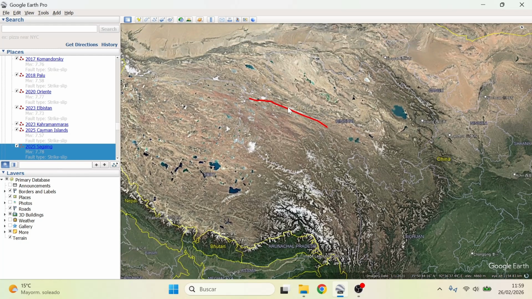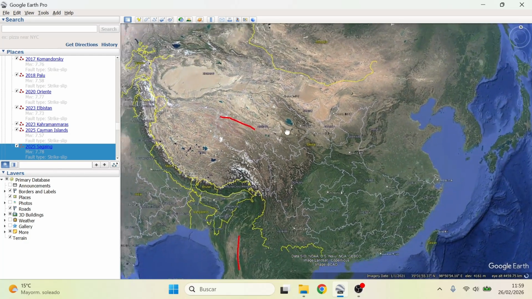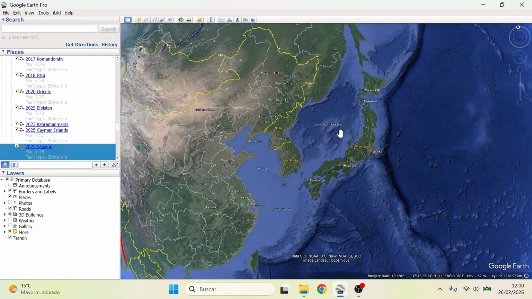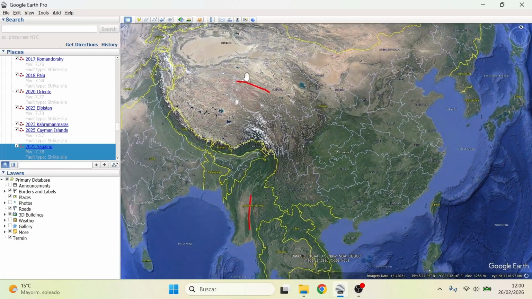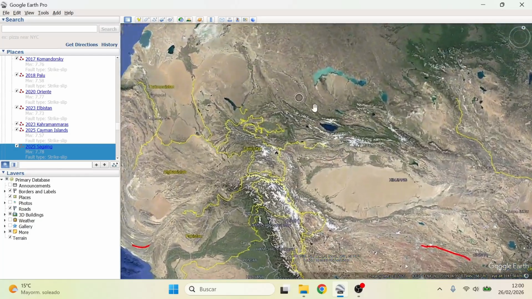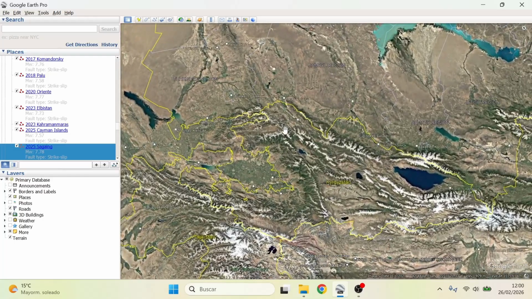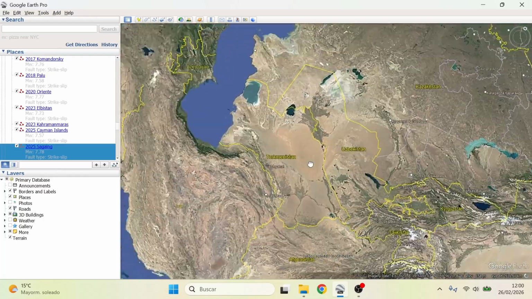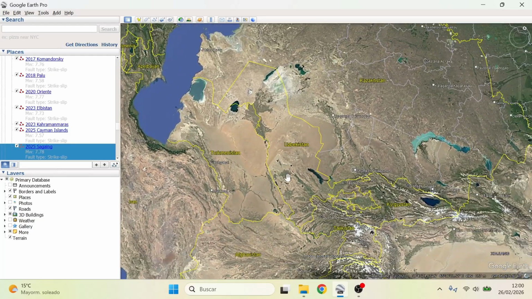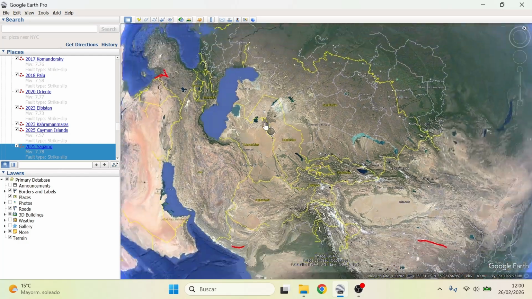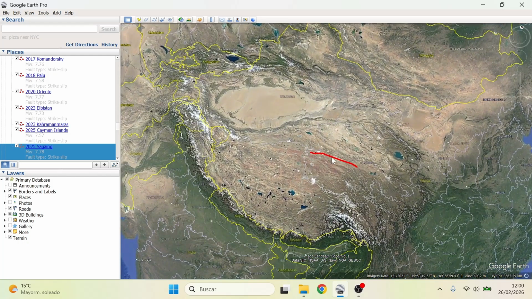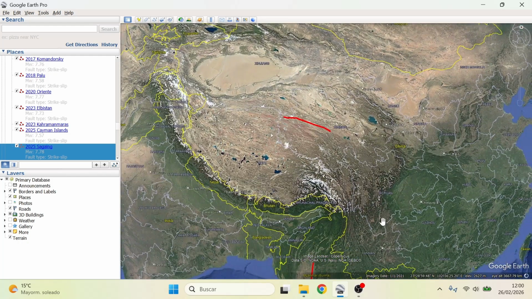As I cannot cover every single fault line in the world, we are going to exclude the subduction zones. That is maybe another topic for another type of video. And we are also going to exclude many fault lines in many parts of the world, like for example here or here, which are not in the boundaries of the plate tectonics, because the Earth is divided in tectonic plates, and there are some fault lines that are more active than others.